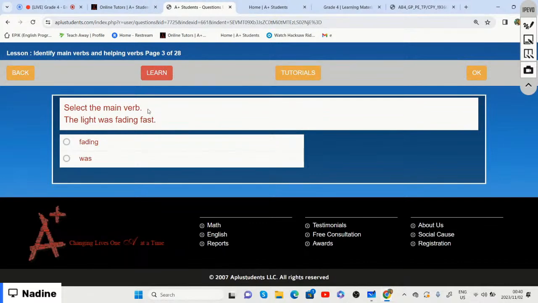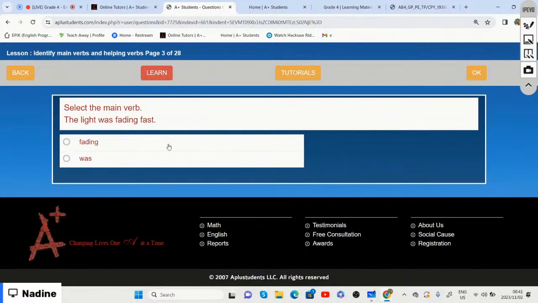Now we need to select the main verb. This is now the main verb. The light was fading fast. What was happening? What is the action that took place over here? Is it fading or was? We need to select the main verb within the sentence.